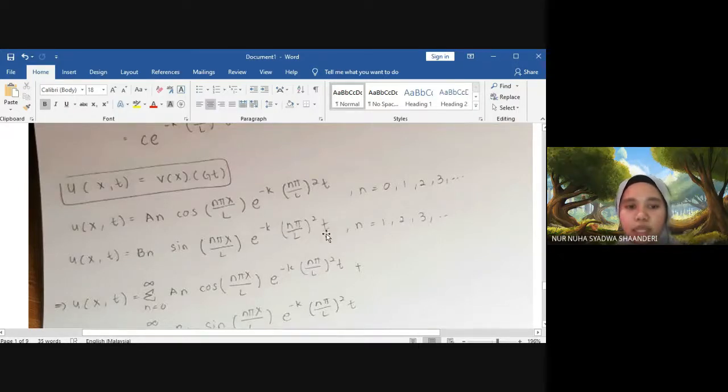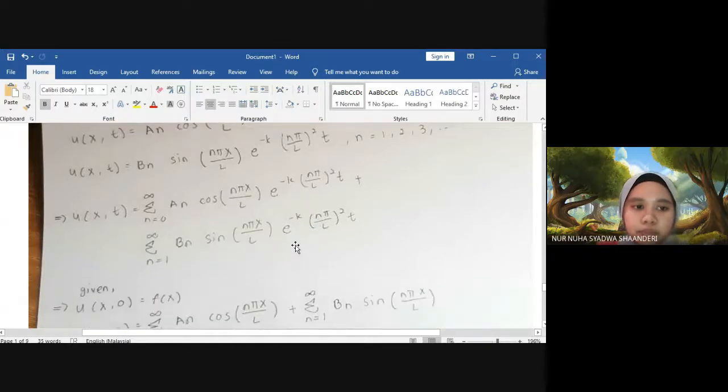And for the second one, we get bn sine n pi x over L times exponent negative k n pi over L squared t. And then this is the final equation for both, which is u(x,t) equals summation from n equals to 0 to infinity an cos n pi x over L exponent negative k n pi over L squared t plus summation from n equals to 1 to infinity bn sine n pi x over L times exponent negative k n pi over L squared t.